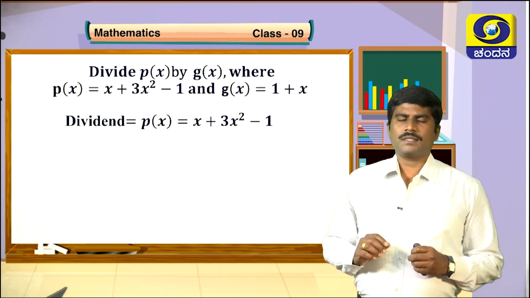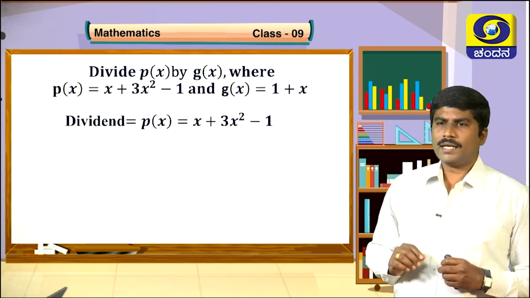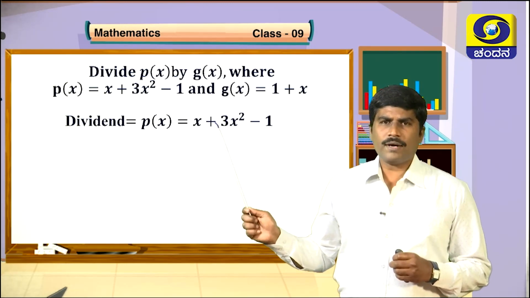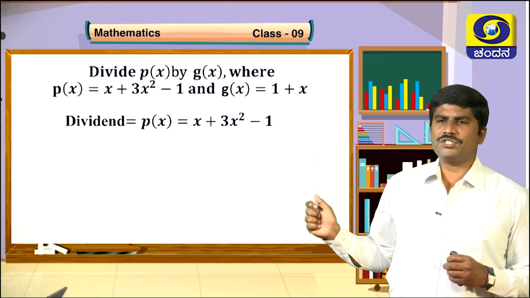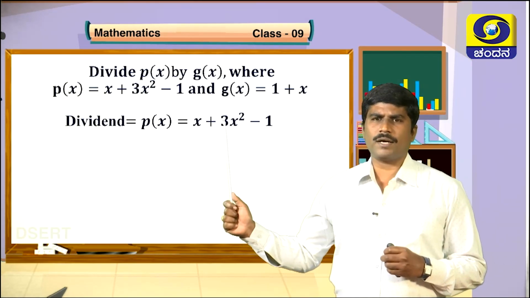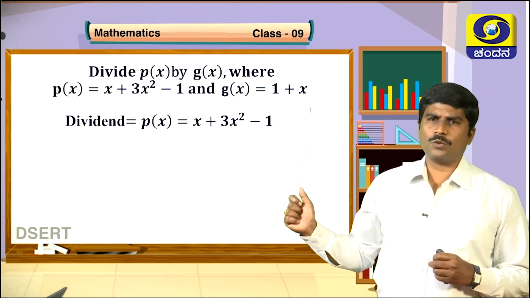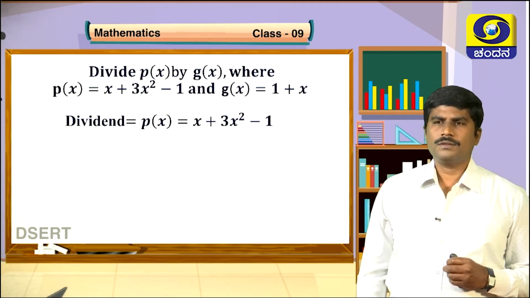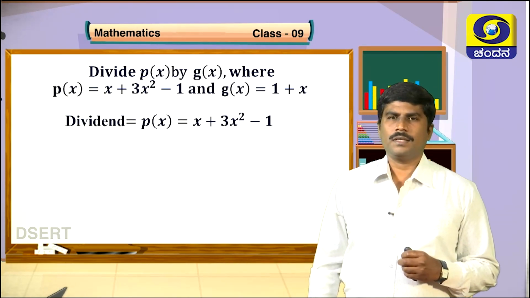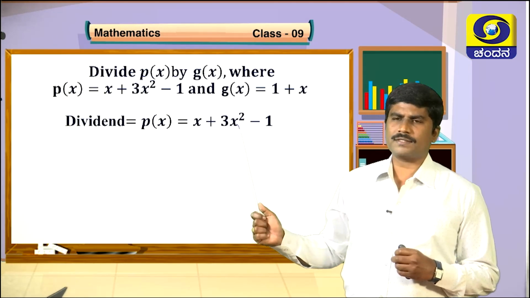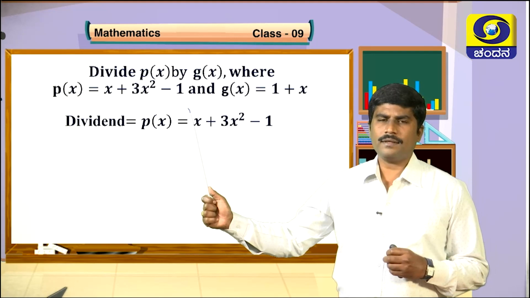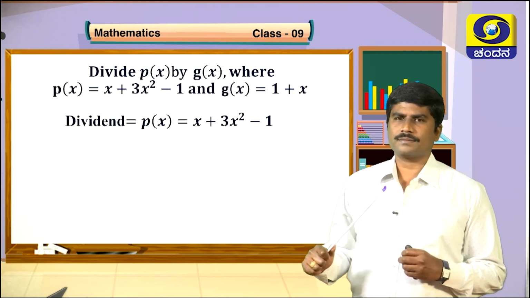After knowing this, let us understand the division process like this. If you divide p of x by g of x, where p of x is equal to x plus 3x square minus 1 and g of x is equal to 1 plus x. So let us understand this problem first. p of x and g of x are polynomials, and now we are dividing p of x by g of x.